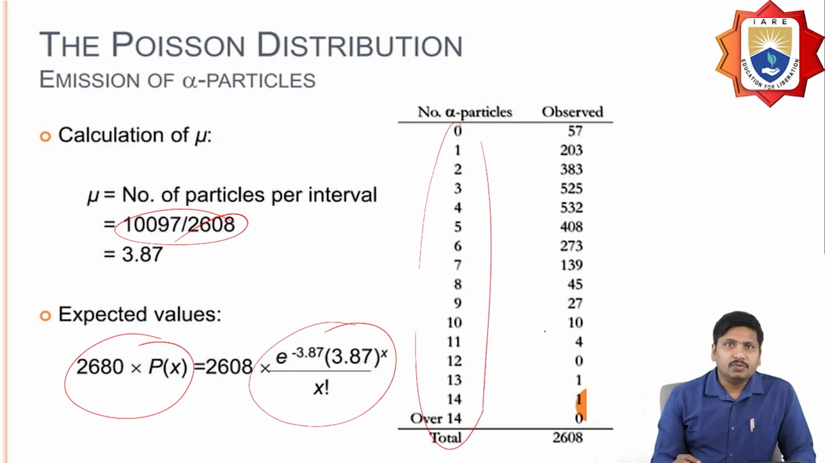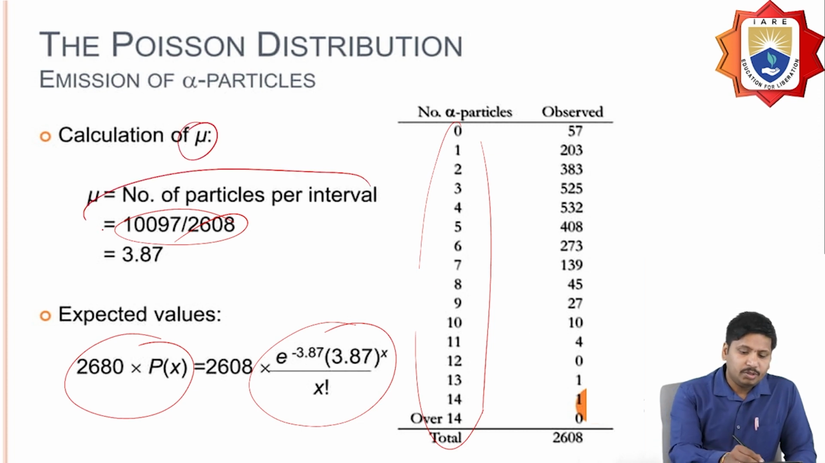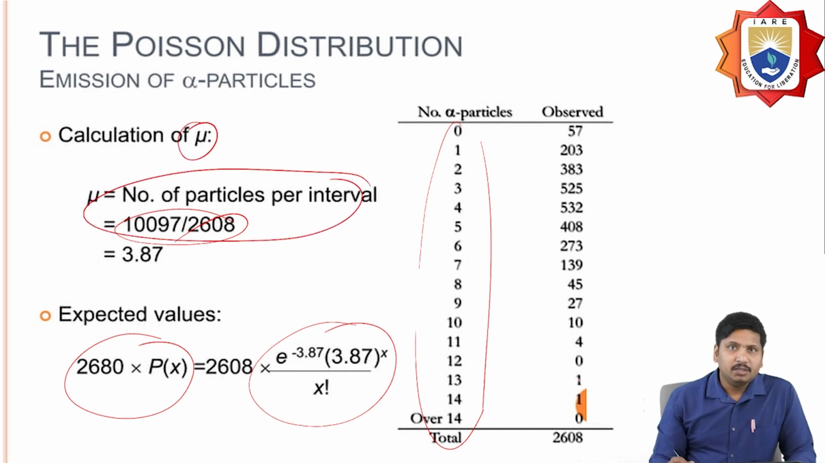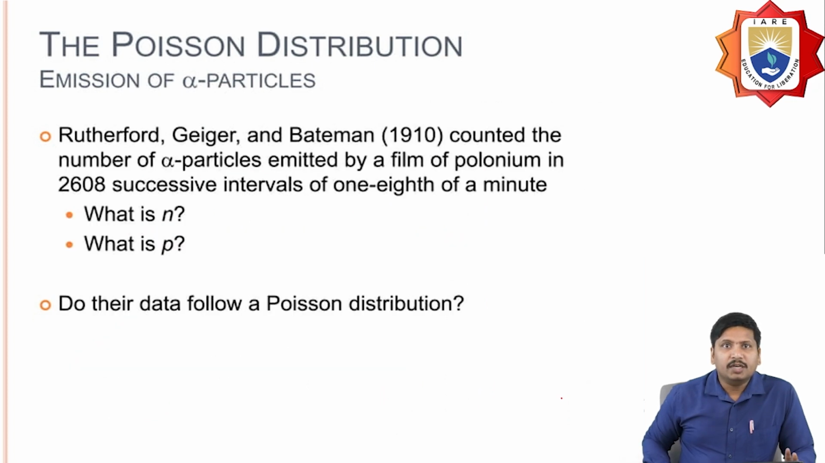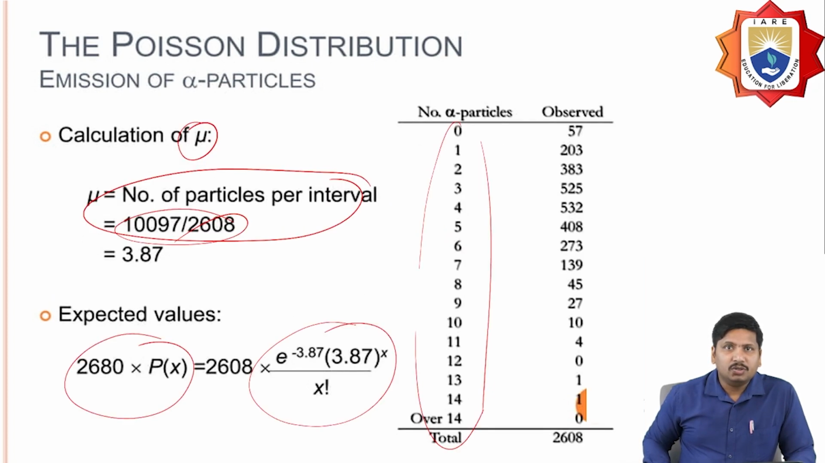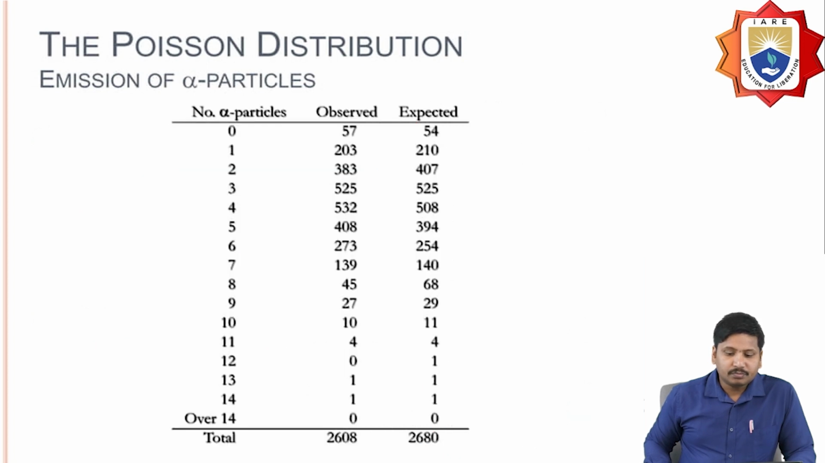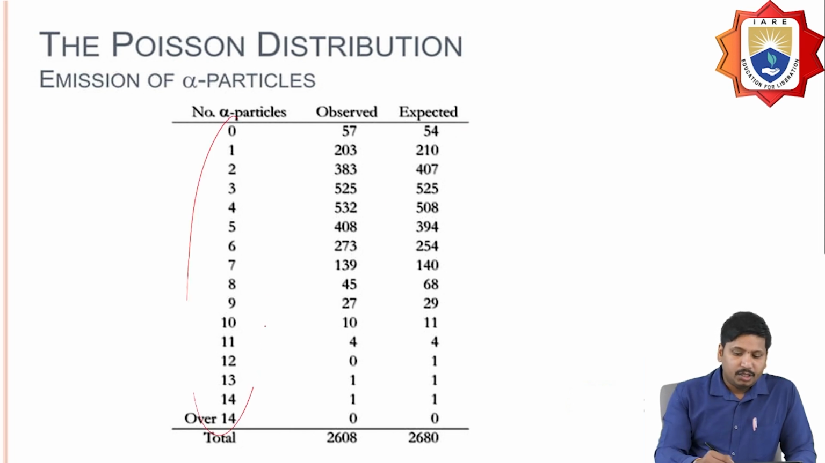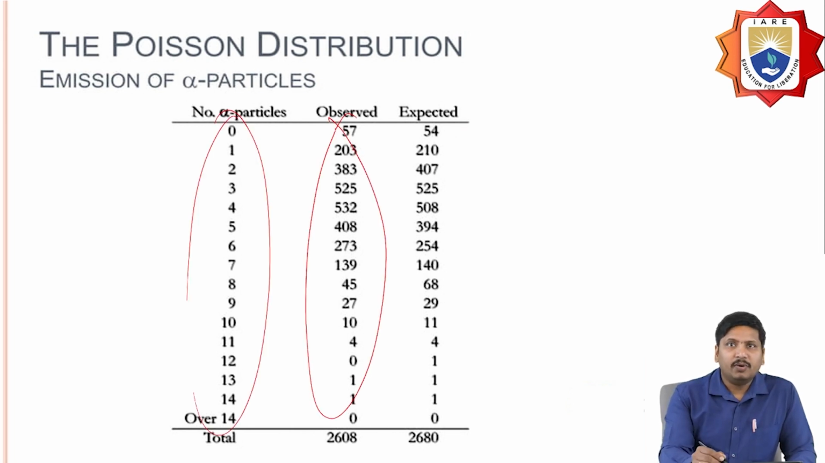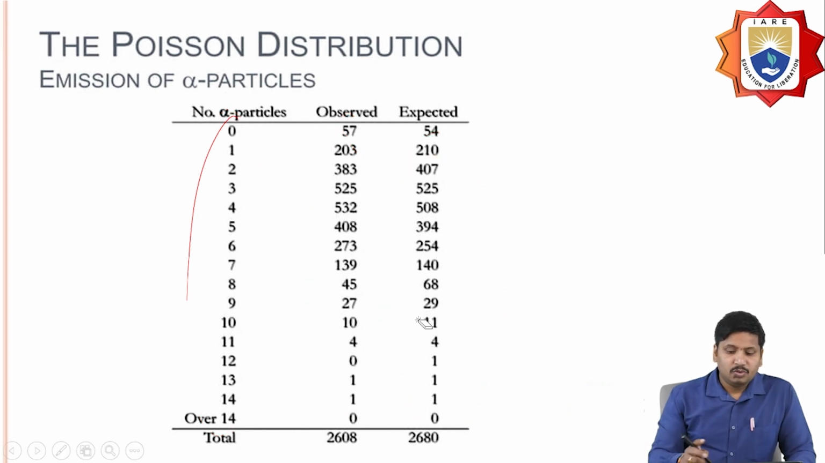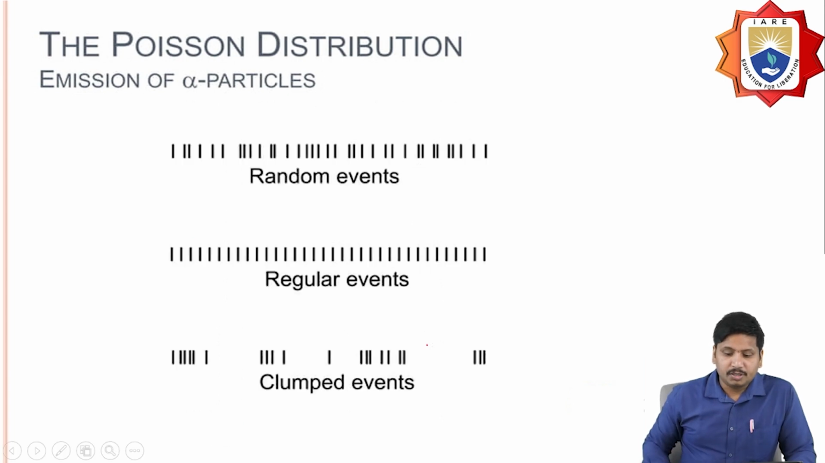In the Poisson distribution I have to calculate the mean value. The mean should be the number of particles per interval, given by 1097 by 2608. For these particles, I'm going to calculate the observed value, and from this observed value I'm going to calculate the expected value. Once you have the observed and expected, you have to substitute them in the equation. These are examples like the number of alpha particles in regular intervals and similar events.